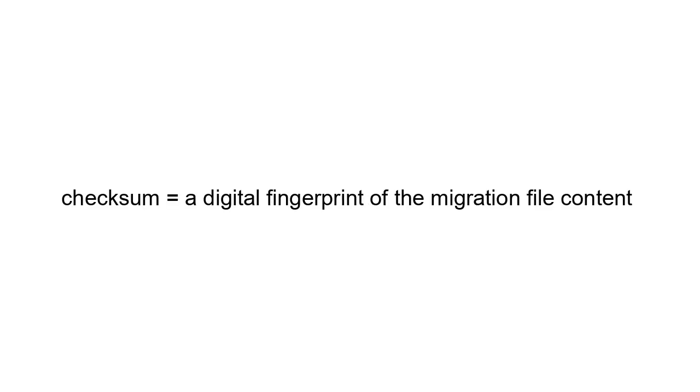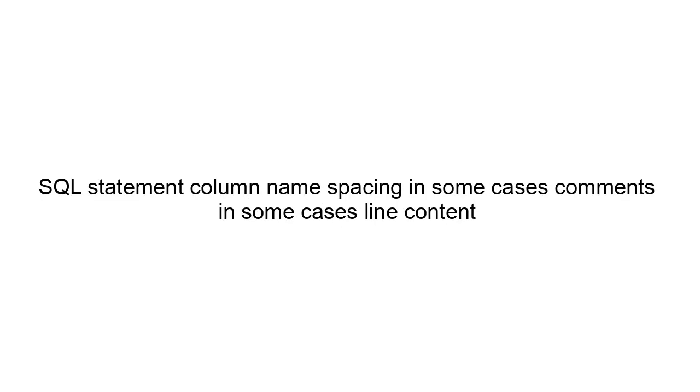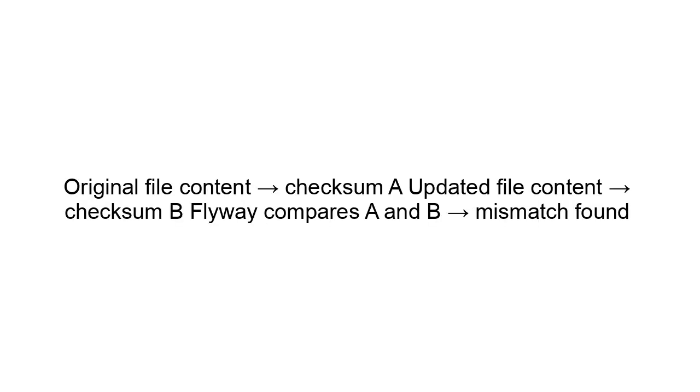What is a checksum? A checksum is a value calculated from the contents of a file. In simple terms, a checksum is a digital fingerprint of the migration file content. If even a small part of the file changes, the checksum usually changes too. For example, if you change an SQL statement, a column name, spacing, in some cases comments, or in some cases line content, then the checksum may become different. Example concept: original file content means checksum A. Updated file content means checksum B. Flyway compares A and B, and a mismatch is found.